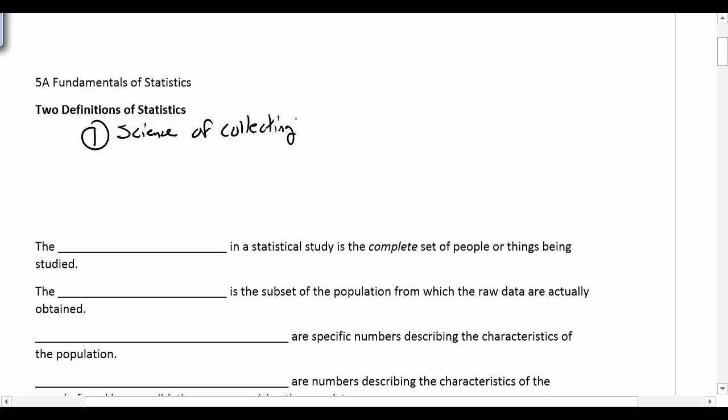So how do they collect it? What methods do they use to organize it? And what does the data actually mean? Okay, so that's one main use of it. And then the word statistics itself, unfortunately, is also used to describe data that is summarized.